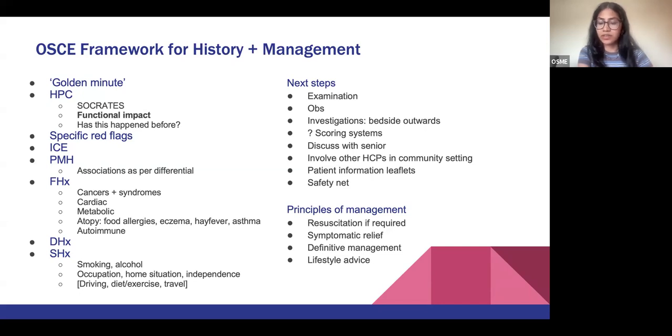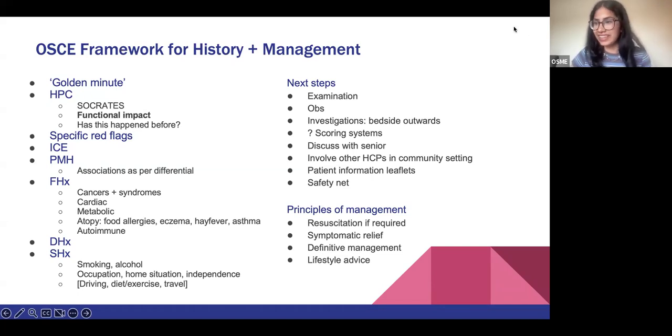And this is especially important in the community, but also if you're in hospital. Always safety net, even if you think your top differential is something benign, safety net them for either if something gets worse and they have an exacerbation, or if you've got the diagnosis wrong, other things that they should look out for. Then management, typically you shouldn't have to have a scenario where you're resuscitating someone. If you did, you can just say you're doing an A to E approach. Otherwise, for management, you can divide this into symptomatic relief, definitive management, or referral to secondary care or a specialist team, and general lifestyle advice.